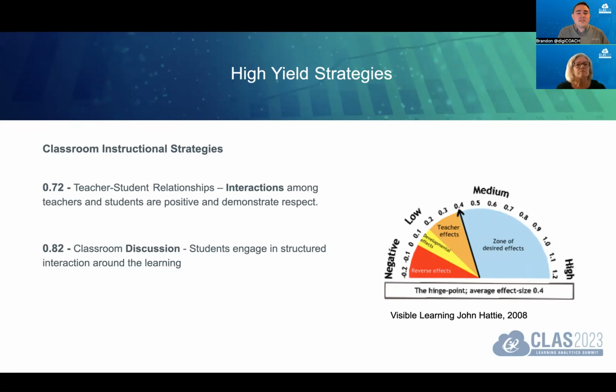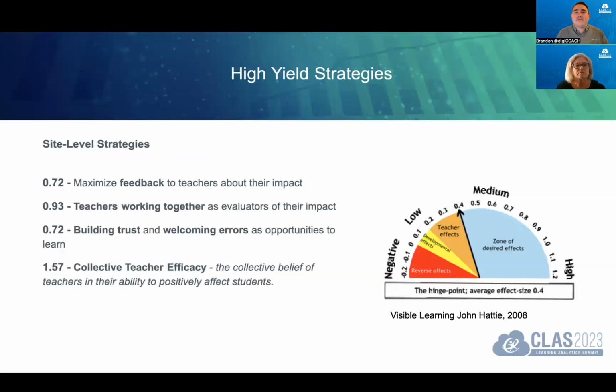Things like student-teacher relationships, classroom discussions. Both of those strategies have around 2 years of academic growth, according to the research, for sites that are doing that with fidelity. And when you start looking at site level strategies, what can you do as an administrator at your campus? Well, things like maximizing feedback to your teachers has just as high an effect size as those student-teacher relationships. We also want to encourage you to get your teachers working together, have them be an evaluator of their own impact with their students. And so looking at benchmark data, looking at observational data and other forms, getting that information in the hands of your teachers has an even higher effect size than just giving them feedback.